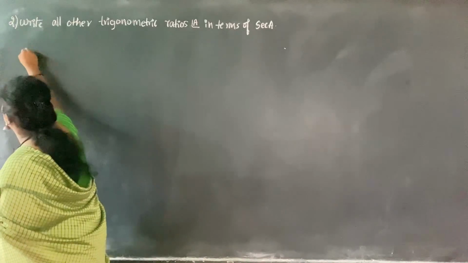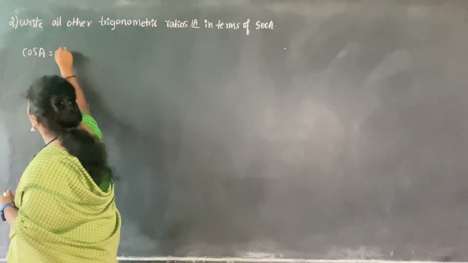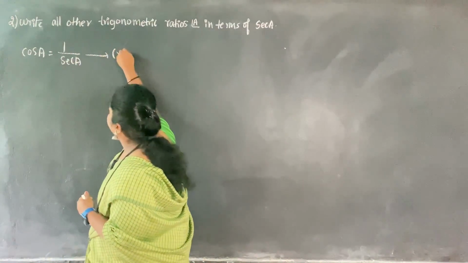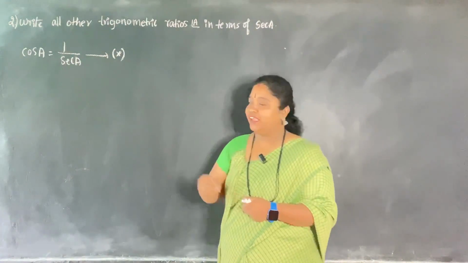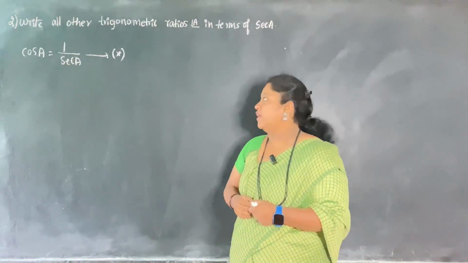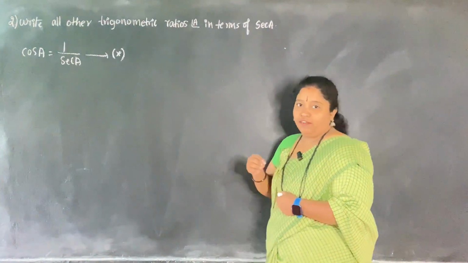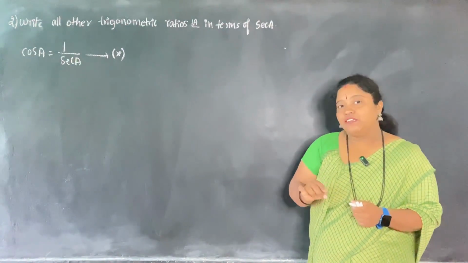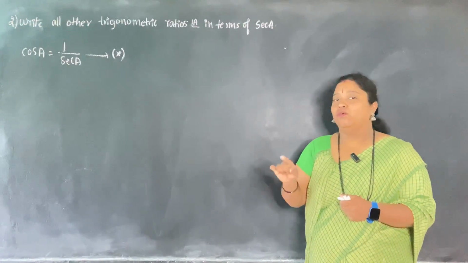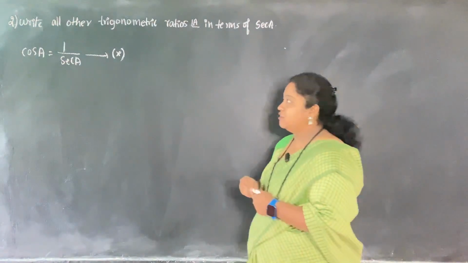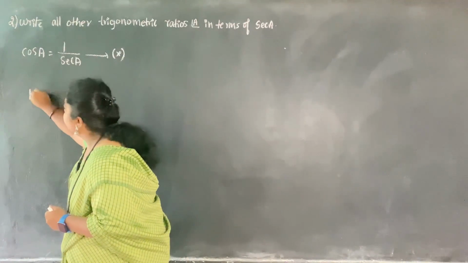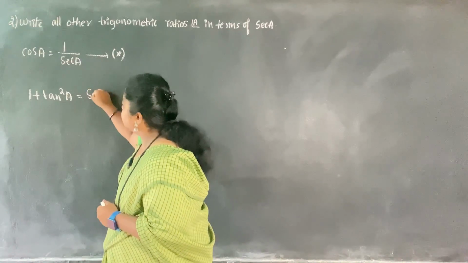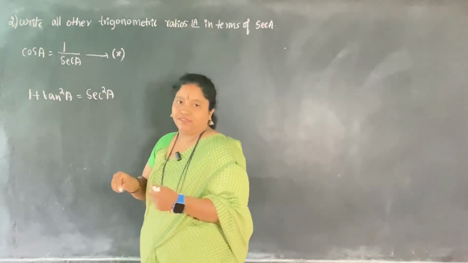So dear, first I'll write cos A is nothing but 1 divided by sec A, the direct relation it has got. Another one is the trigonometric identity related to sec. Remember which one it is? 1 plus tan square A is equal to secant square A. Do not forget it. Yes or no? 1 plus tan square A is equal to secant square A. This is the direct link.